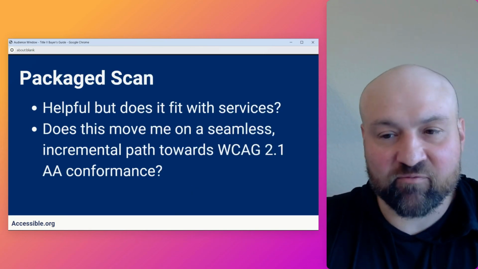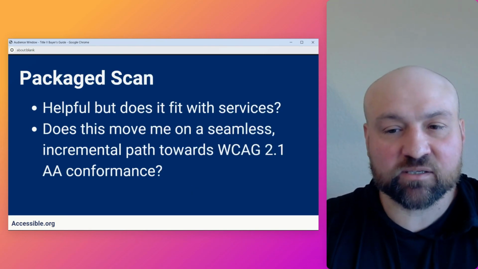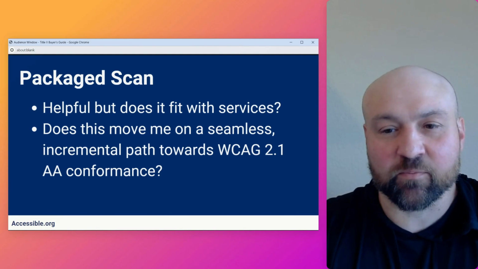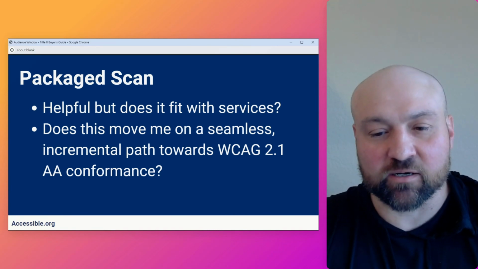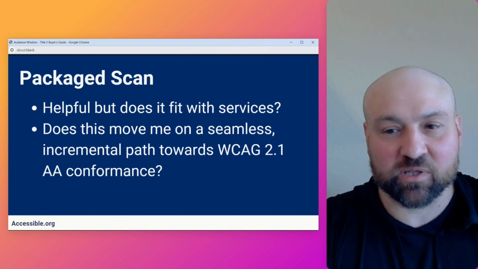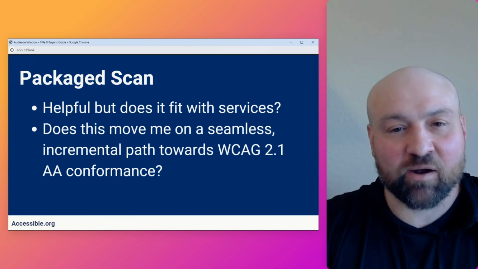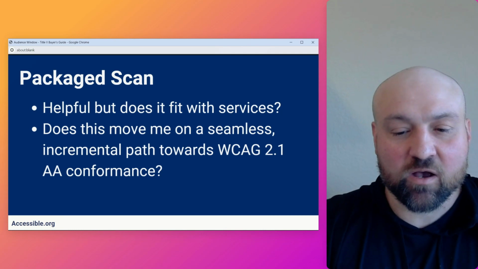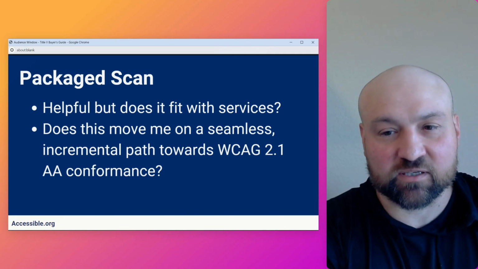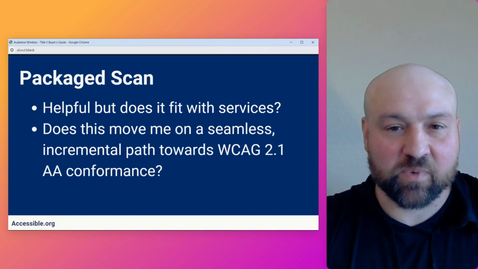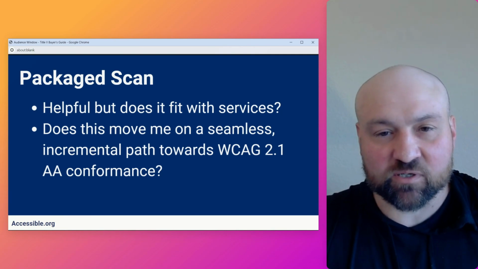On this next slide, I have package scan. So scans are helpful. There's benefit to using scans, but when we are using scans in the sense that we are going to a seller and they are selling us on a package scan, so maybe it's a scan package with their platform, scans are helpful, but how does it fit with the services? Because if we are asking for an audit service, what are we going to do with the scan in the meantime? Does that mean we scan and we start working on the scan?